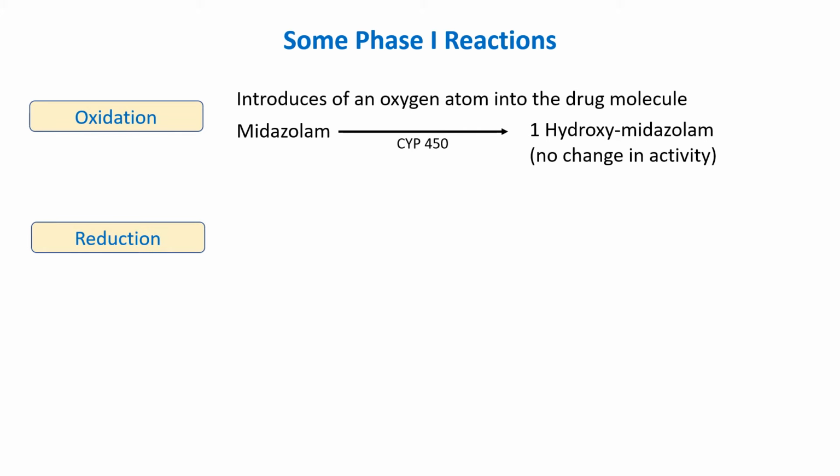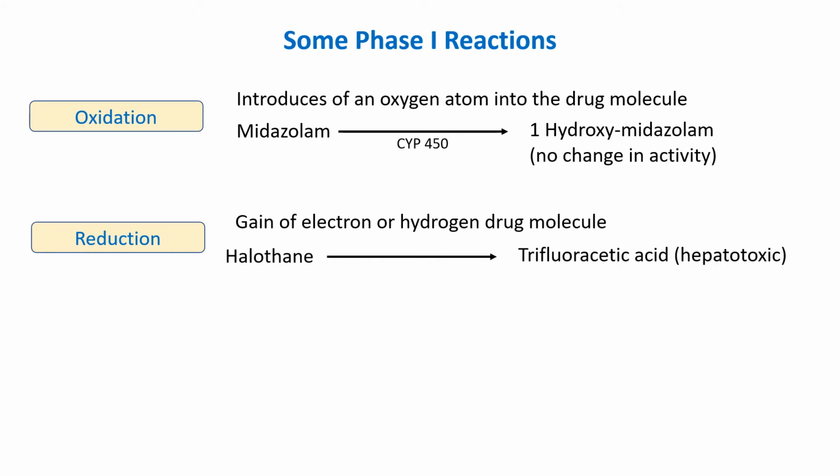Reduction reactions involve the gain of electrons or hydrogen atoms by a drug molecule. These reactions convert functional groups into their reduced form. Halothane undergoes reductive dehalogenation, where halogen atoms are removed under hypoxic conditions, forming trifluoroacetic acid and bromide ion. These reactive intermediates can contribute to hepatotoxicity.